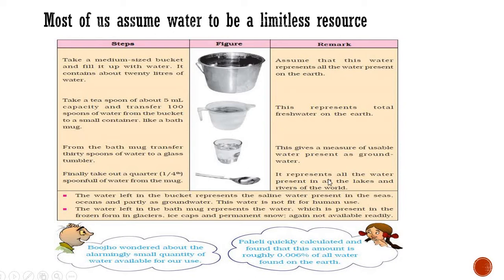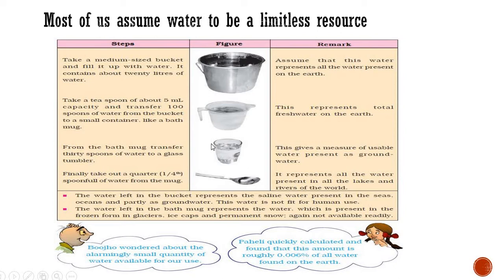And it represents all the water present in all the lakes and rivers in the world. See, first of all we take the bucket. 20 liters of water is there, and this represents the overall water present on the earth. From this bucket, take 100 teaspoons of water to a bath mug, and the water present in the bath mug represents the fresh water on the earth.